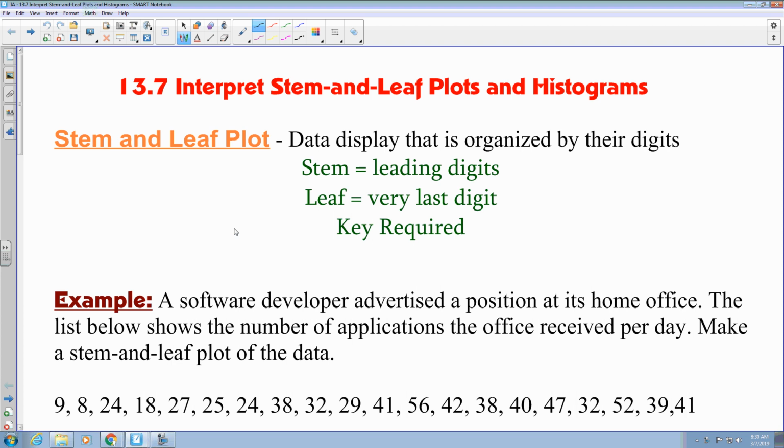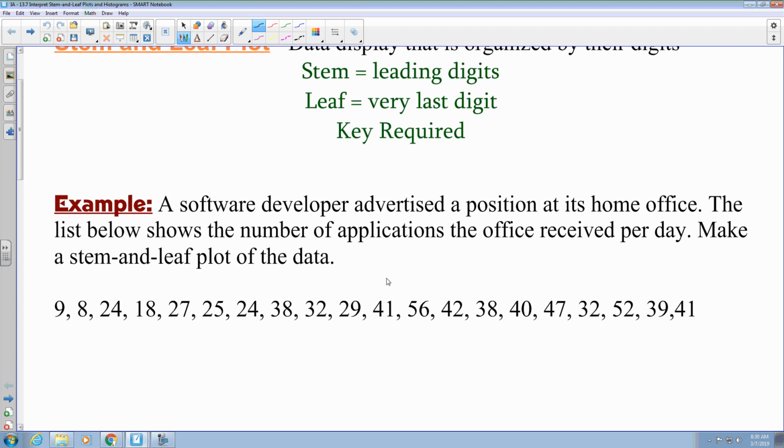So the stem is talking about the leading digit. The leaf is your very last digit, and a key is always required because sometimes these stem and leaf plots can be talking about values in hundreds, values in thousands, or values in tenths, hundredths, thousandths, stuff like that. So you need the key in order to discover what the stem and leaf plot is actually supposed to represent, or how you're supposed to create it correctly with the data that is given to you.